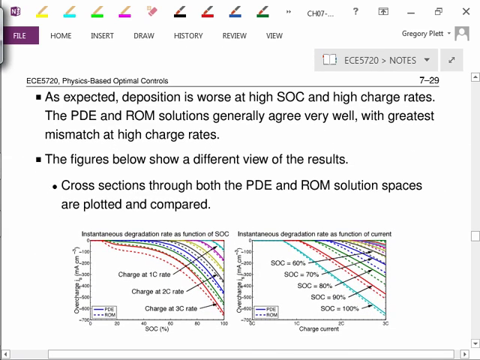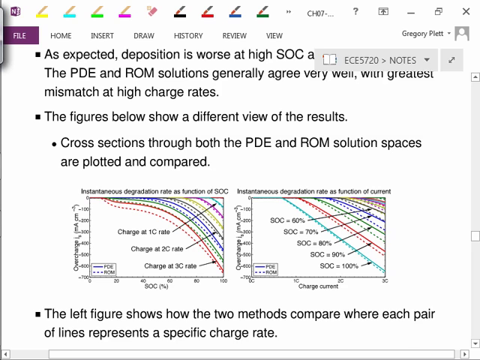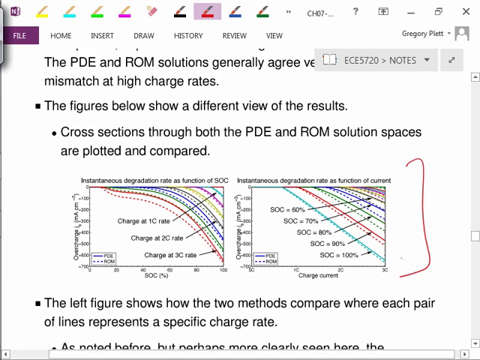Deposition is worse at high SOC and high charge rates, very similar in nature to SEI, except far worse in magnitude. And there's, like I said, general agreement, but greatest mismatch at high charge rates. Like we did before, I'm showing some cross-section plots here of that 3D plot so we can compare the PDE to the ROM. And with the SEI model, the dashed lines and the solid lines were so close we couldn't tell them apart. Here they're not so close.